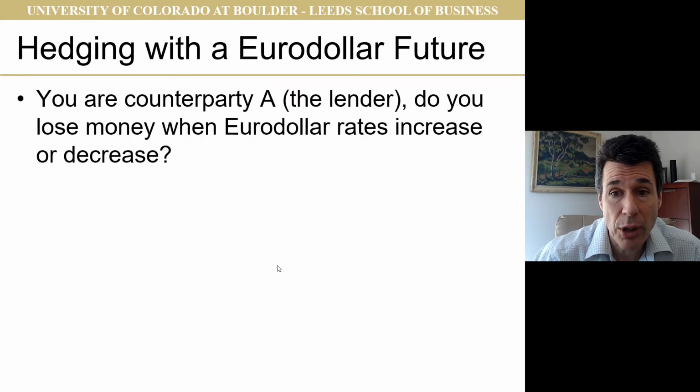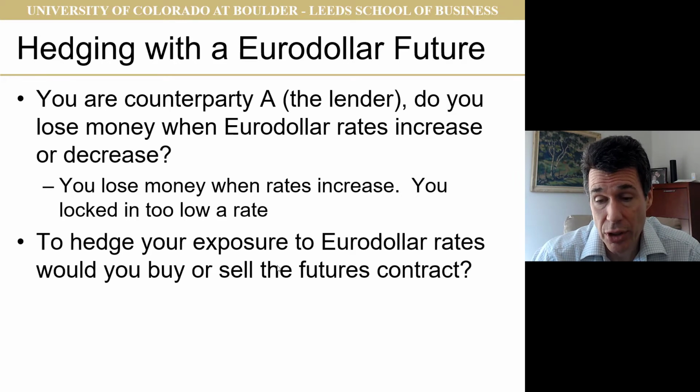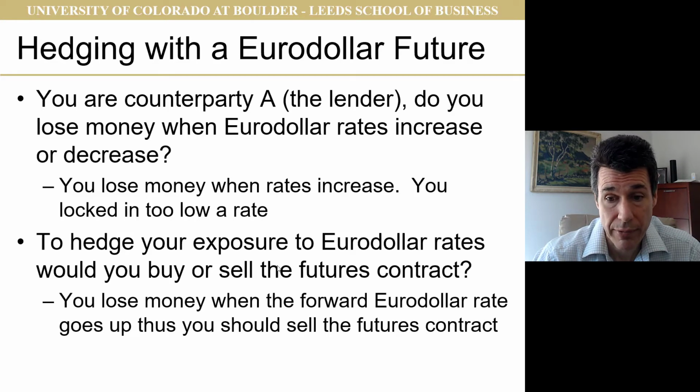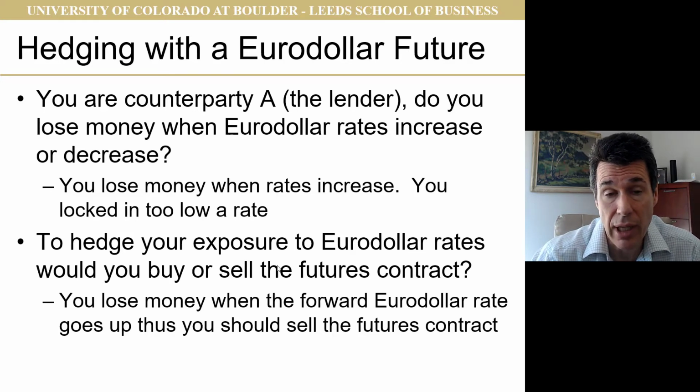If we're counterparty A, the lender, we lose money when Eurodollar rates increase, right? Because we lent at too low a rate. To hedge our exposure to Eurodollar rates, we need to make money when Eurodollar rates increase. And if rates increase, the Eurodollar futures price falls. So we need to go short. So we're going to sell the futures contract. If we were counterparty B, we would buy the futures contract. We would go long. But we're counterparty A.